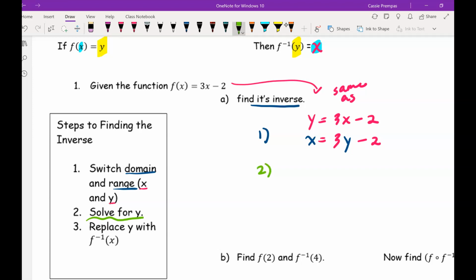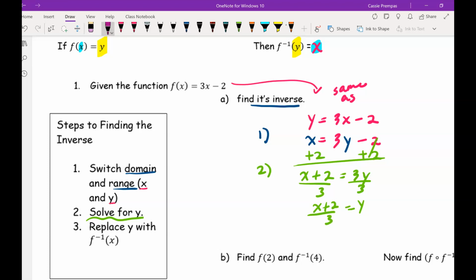So step 2, how do I solve for y? Well, I need to get rid of this minus 2 first. So I'm going to add 2, and that'll give me x plus 2 is equal to 3 times y. Divide everything by 3, and there's my answer for y, x plus 2 divided by 3.